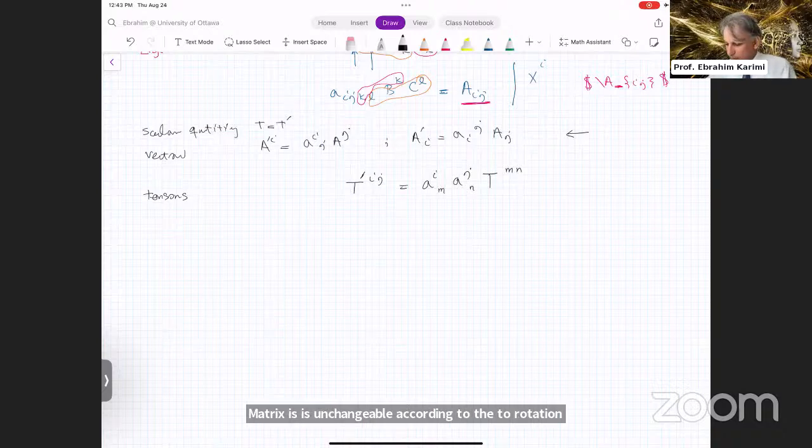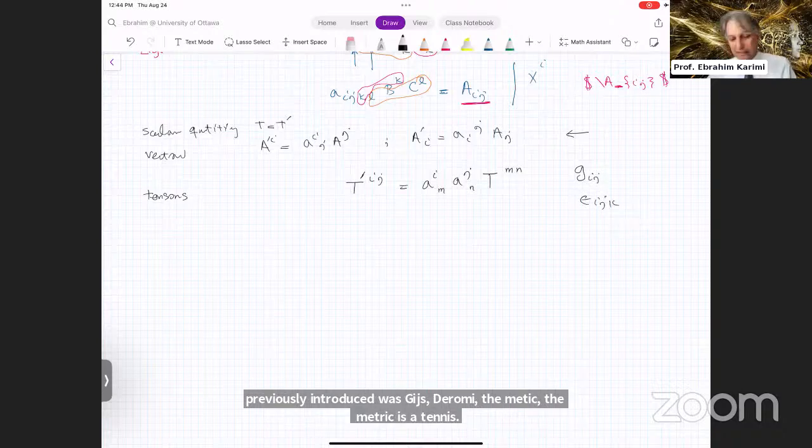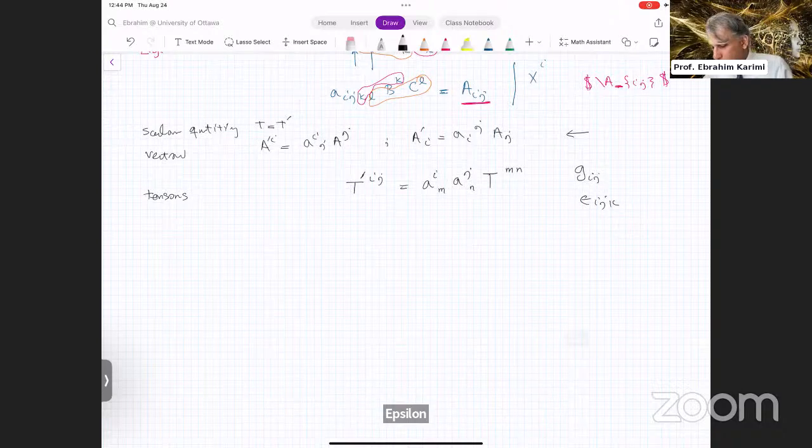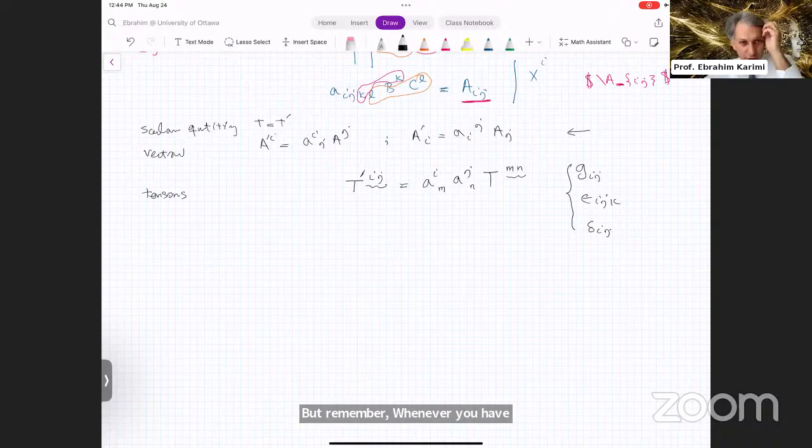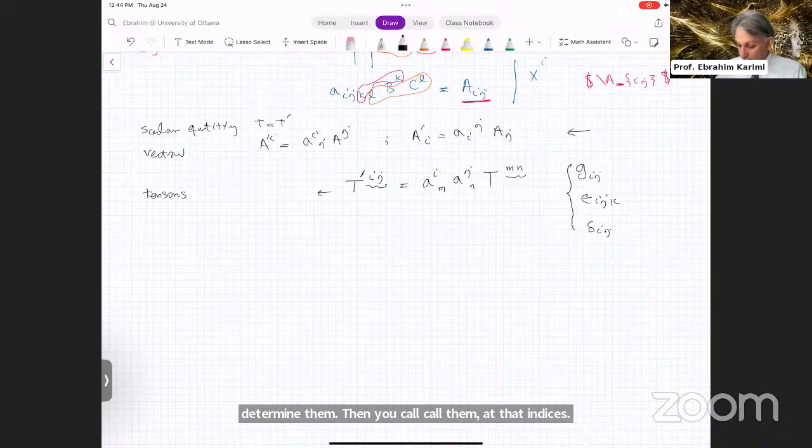One of the things that we previously introduced was g_ij. Do you remember the metric? The metric is a tensor. Epsilon ijk is another tensor that we work with. Delta ij is also a tensor. We will talk about those. Some of them are pseudo tensors, but we have to be careful with that. Remember, whenever you have more than one index to determine them, you call them tensors of the rank of those indices. For example, that is a tensor of rank 2.